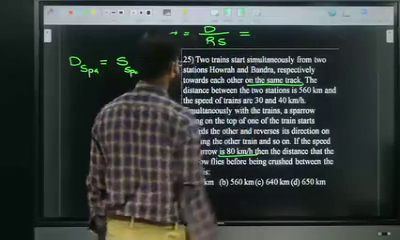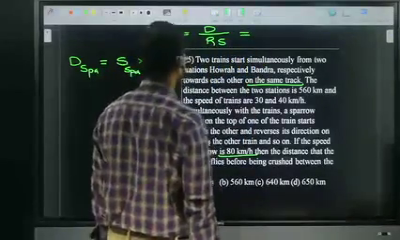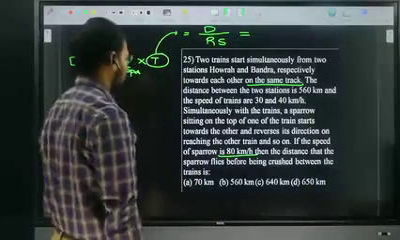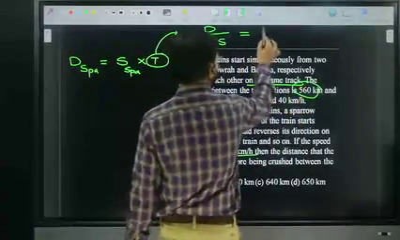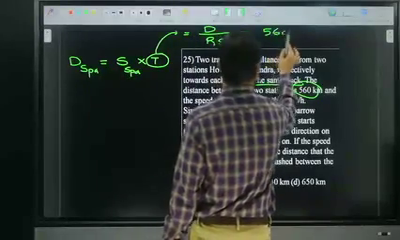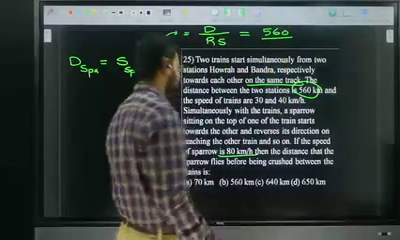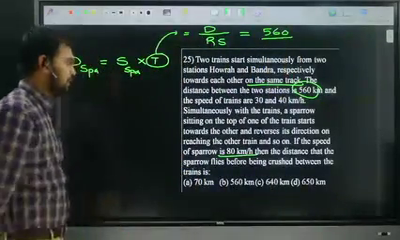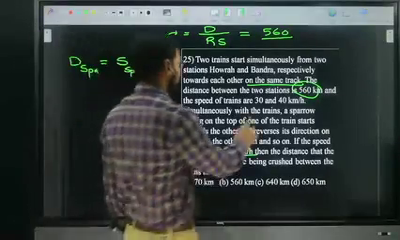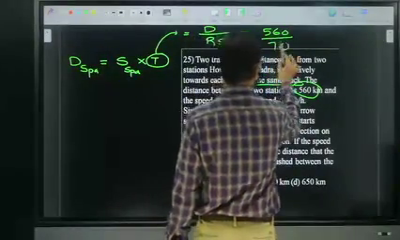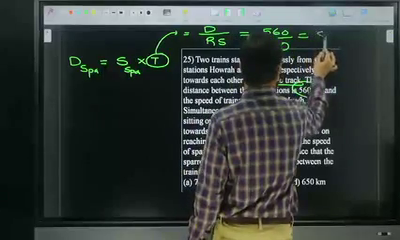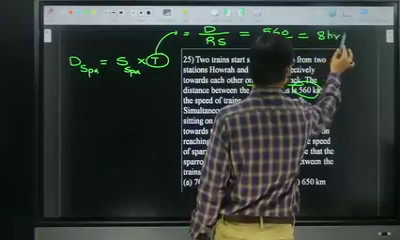The distance between the two stations, Howrah and Bandra, is how much? 560. 560 by relative speed. Relative speed in which direction? Opposite direction. So 30 plus 40 is how much? 70. So 7, how many times? 7 eights are 56, and it will take exactly how many hours?